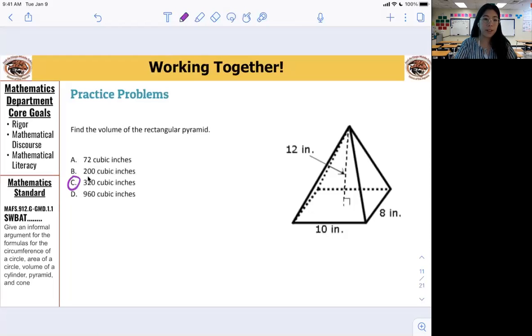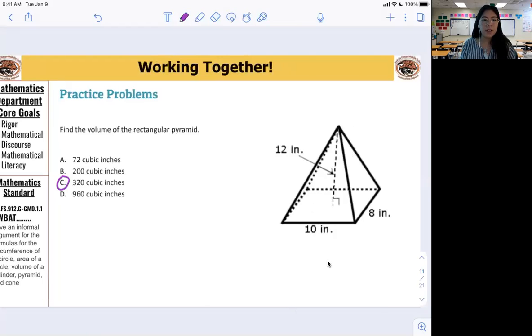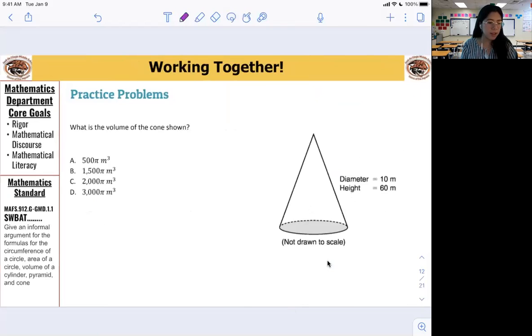D is what you get if you didn't divide it by 3. So you have to remember it's 1/3 base times height. Next up, this one's slide number 12. This should be A. Questions on this one?